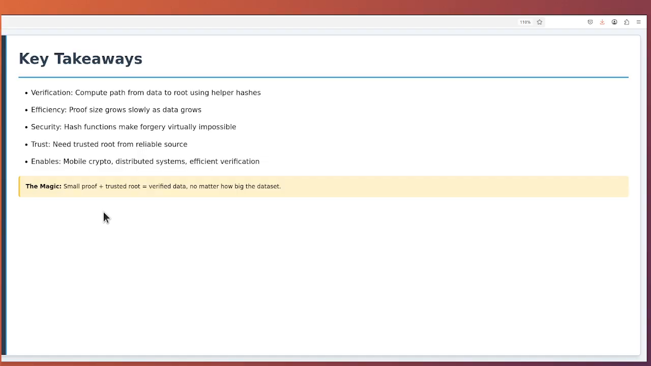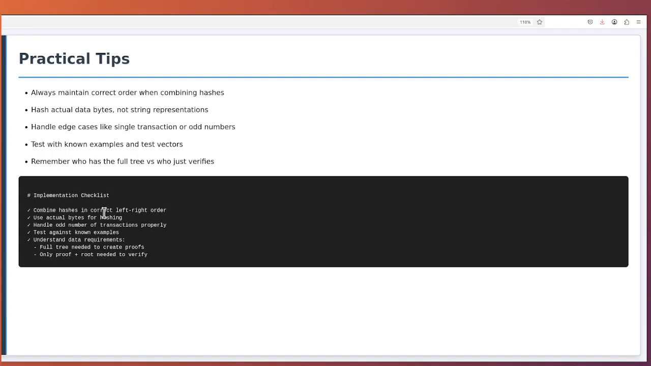feasible otherwise. Practical tips. If you're implementing Merkle tree verification, here are some practical tips to remember. Always verify the order of hashes when combining them. Left and right matter, and getting them backwards will break verification. Make sure you are hashing the actual data bytes, not string representations. ABC as bytes is different from ABC as a hex string.